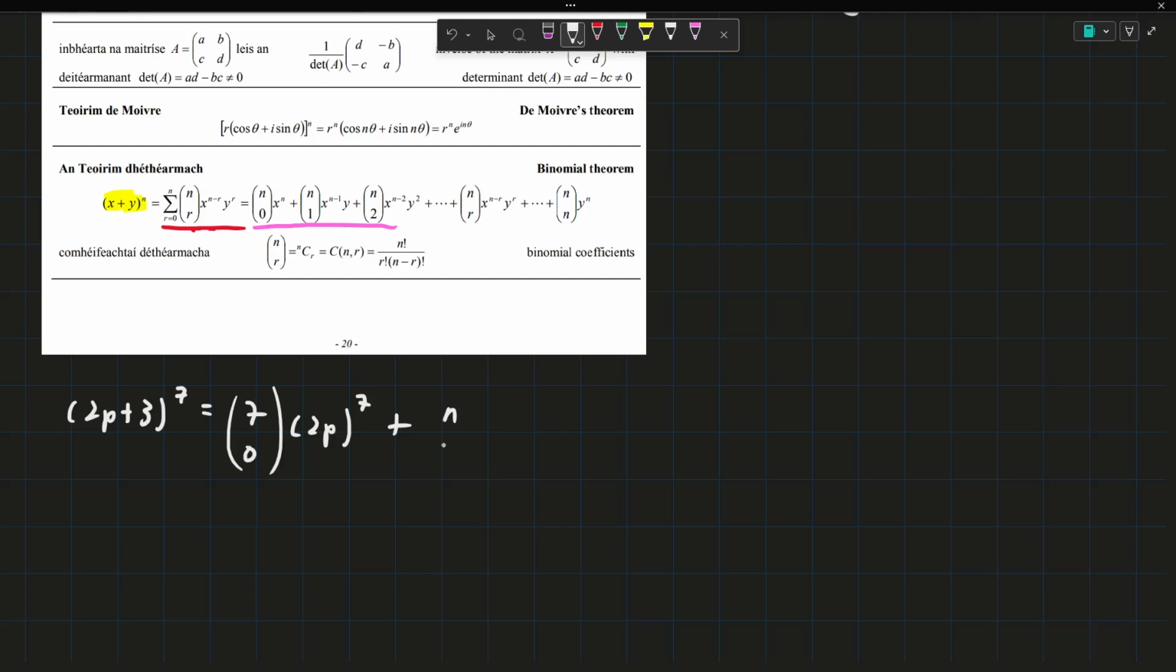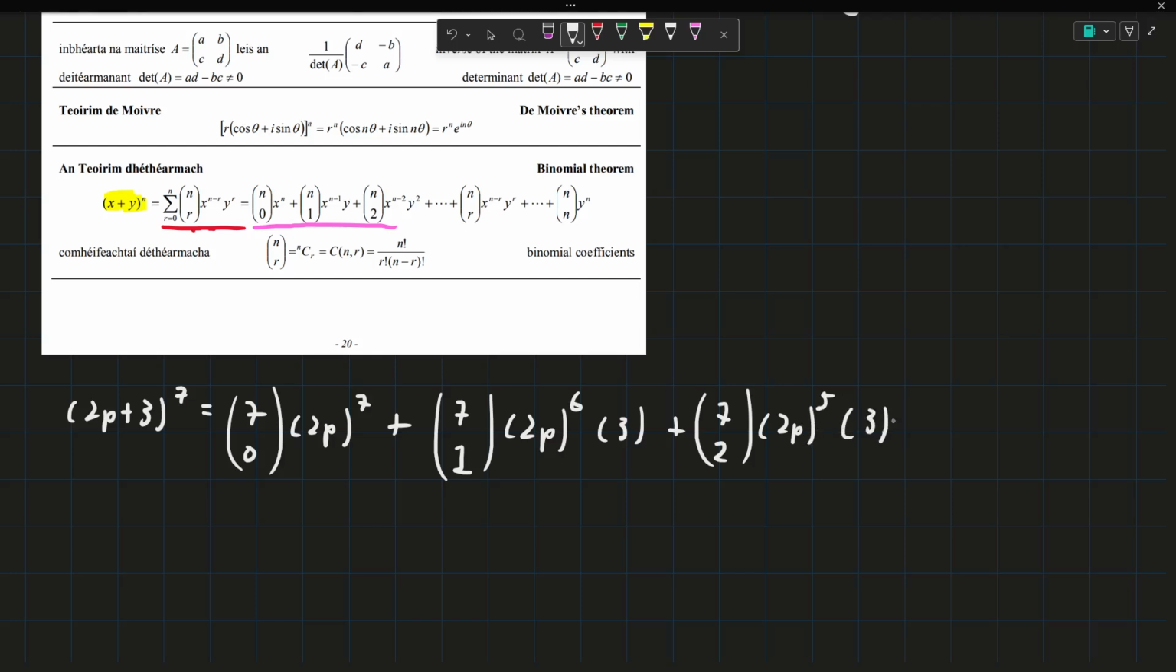Then we'll add n choose 1, and again, sorry, n is 7, choose 1. And then we're going to have 2p to the power of n minus 1, which is 6, and then times y. And our y is 3, remember. And then we're going to have 7 choose 2. And then we're going to have x, which is 2p, to the power of n minus 2, 7 minus 2 is 5, times 3 squared. And then we can just say plus dot dot dot.